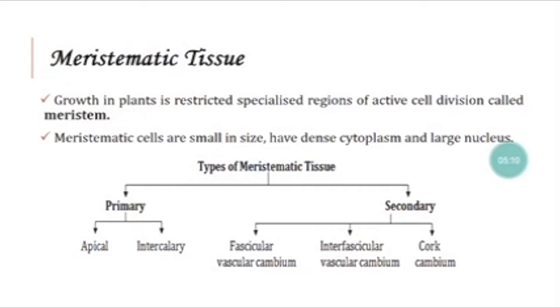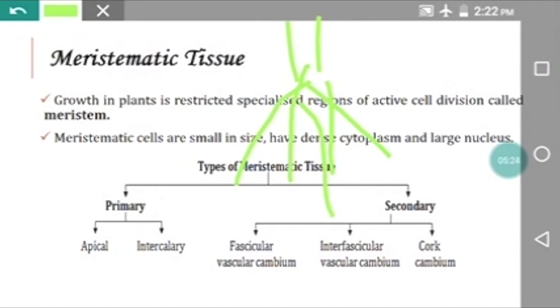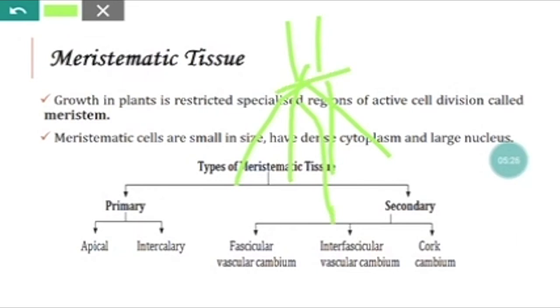So where can we find the meristematic tissue? The meristematic tissue is found in the root tips and shoot tips, where the plant grows continuously. This is a plant; we can observe the roots here, and this is the stem. The roots and stem grow continuously in the horizontal and vertical directions. The root tip and shoot tip, which grow continuously, are the places where the meristematic tissue is found. So the meristematic tissue is found in the stem tip and the root tip.